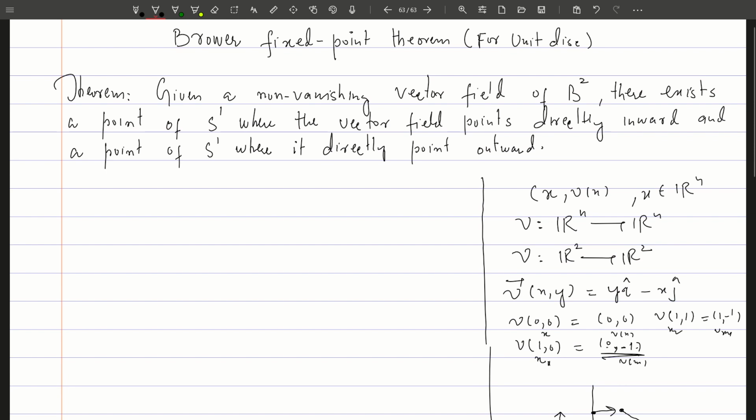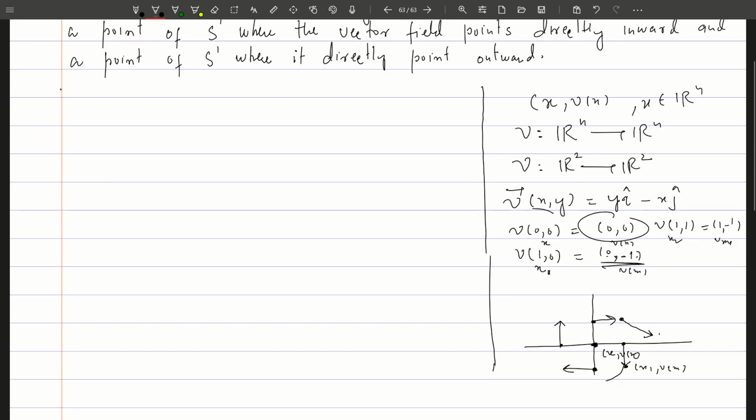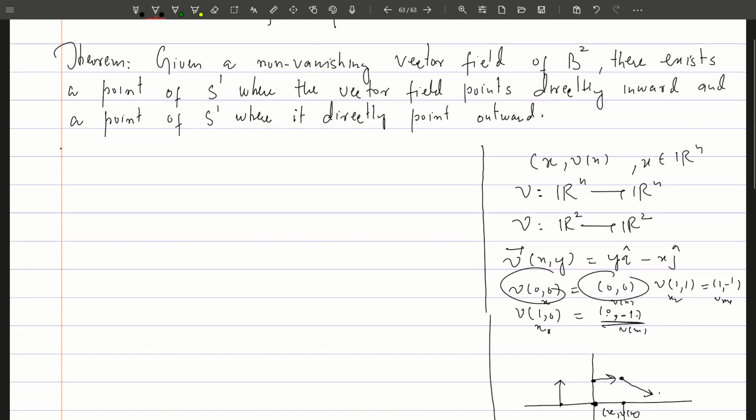So let us prove this now. Non-vanishing here means the following. This vector field vanishes at the point 0, 0, because at 0, 0 we get the output 0, 0. So this is a vanishing field. But a non-vanishing field is a vector field which does not assume the vector 0. So let us prove this.